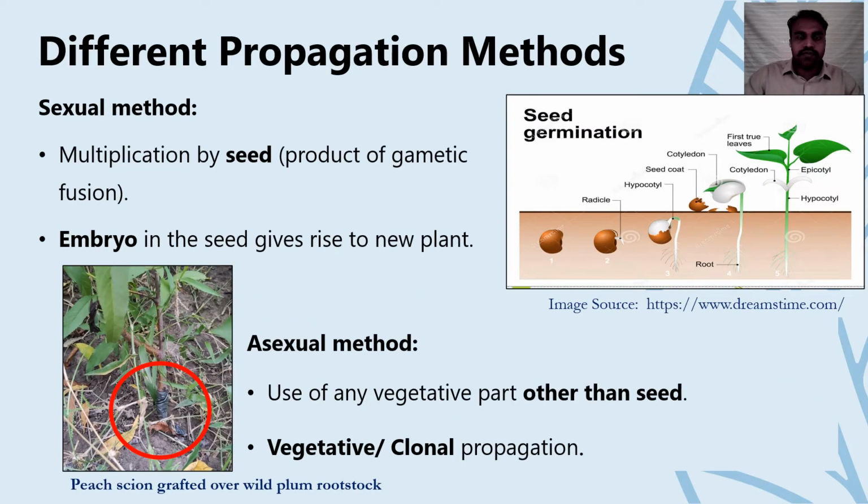So we'll see what the different propagation methods are. Broadly, the propagation methods can be divided into two types. That is the sexual method and the asexual method.